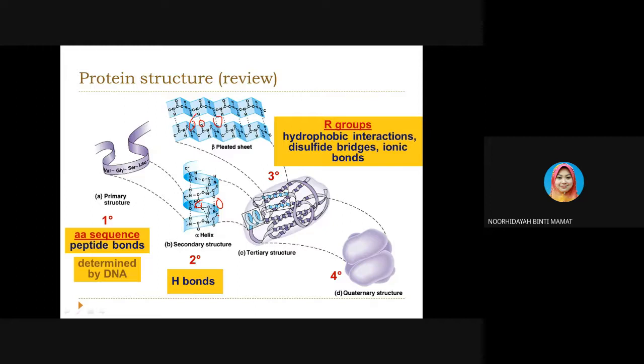Then when the secondary structures are packing together, they form R group interactions. They have hydrophobic interactions, disulfide bridges, and ionic bonds of the R groups. They are packing up together, so they will become the tertiary structure. The last one is when two or more tertiary folded peptide subunits, or multiple polypeptides, form hydrophobic interactions between two or more tertiary structures. They are bonded together to make a functional protein. This is what we call a quaternary structure.